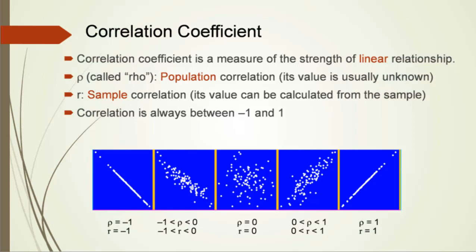Correlation coefficient is always between -1 and 1. If correlation is +1, it means 2 variables are highly positively linearly related. If the correlation is negative, it means there's a negative linear relationship between x and y.